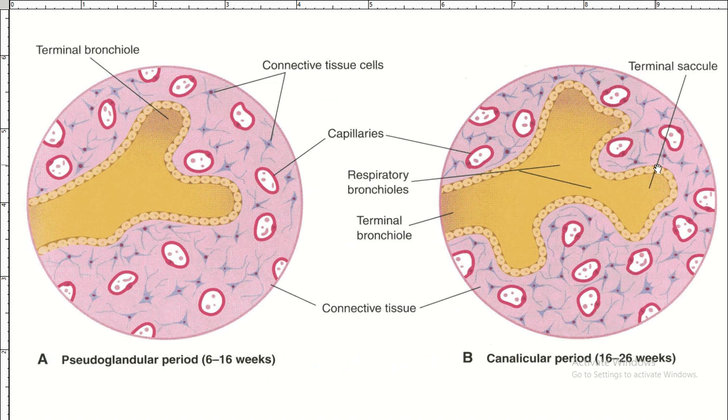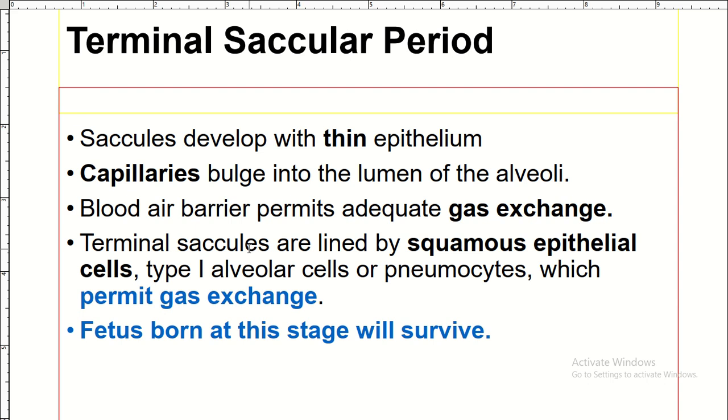Its epithelia is gonna be thin, right? It's gonna be squamous, and it's gonna have two types of cells, what you call type 1 pneumocytes and type 2 pneumocytes. So you also have a capillary bulge into the lumen of the alveoli. Blood air barrier permits adequate gases exchange. And then these terminal saccules are lined by squamous epithelial cells. These are called type 1 alveolar cells or pneumocytes, which will permit gaseous exchange.